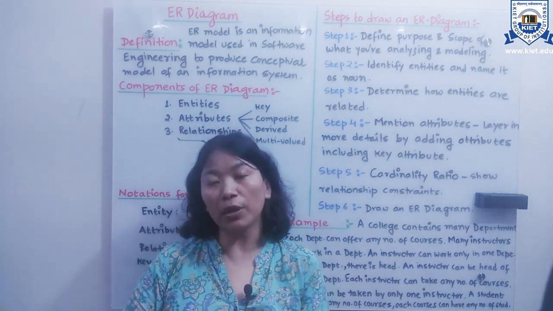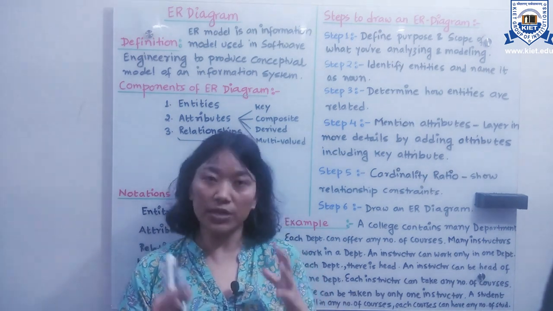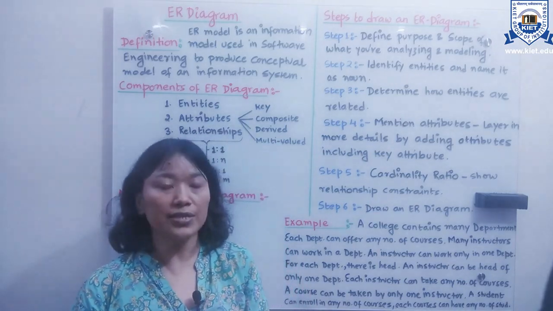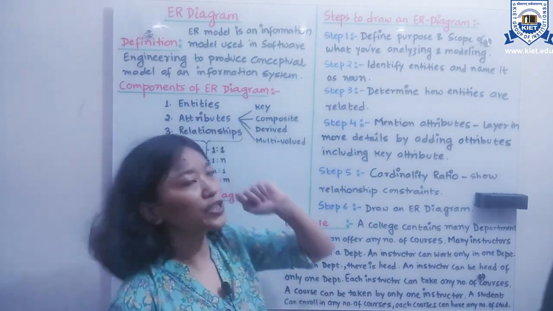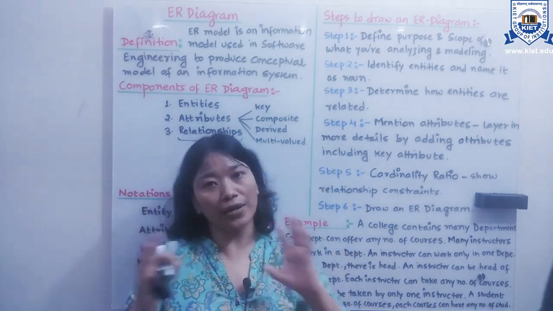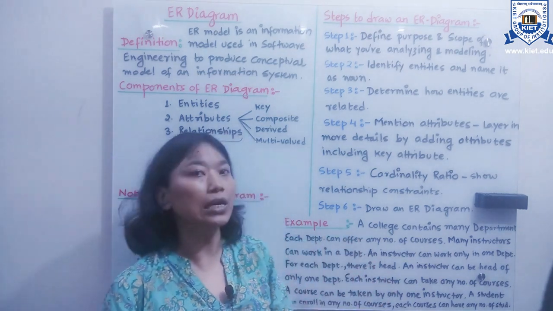Because if I talk about multiple colleges, that would be a university database. So I'm taking a simple example of a college database. What exactly did I do? I start with the first step, the purpose and scope, where I analyze the whole application and model it in simple English words.